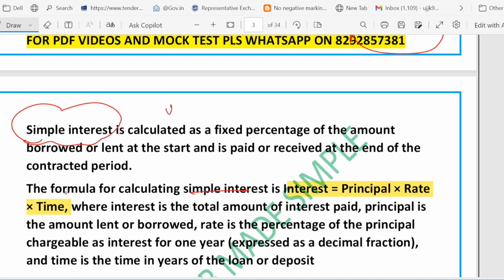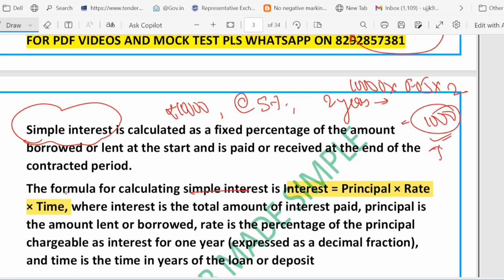Let's say that we have a principal of 10,000 rupees at the rate of 5% for, let's suppose, 2 years, right? So what would be the interest? 10,000 multiplied by 0.05 multiplied by 2. So this would give me 1,000 rupees, right? So this 1,000 is all simple building block, right?